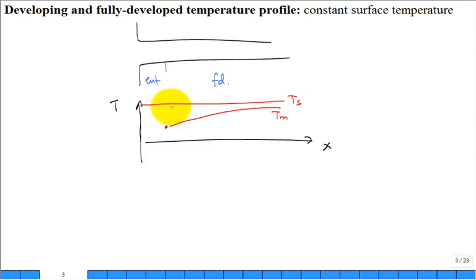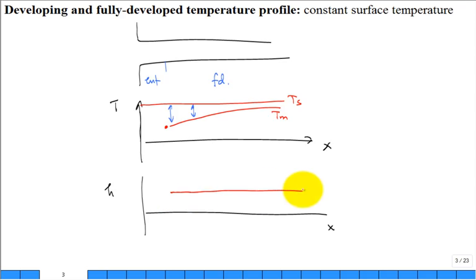Why? Because here you have a larger delta T that drives heat into it, but now it's heated up. The delta T that drives the heat is smaller, so it's not getting as much heat. It's an exponential shape. If you went ahead and plotted the convection coefficient as a function of location, again, focus first on the fully developed region, it's constant.